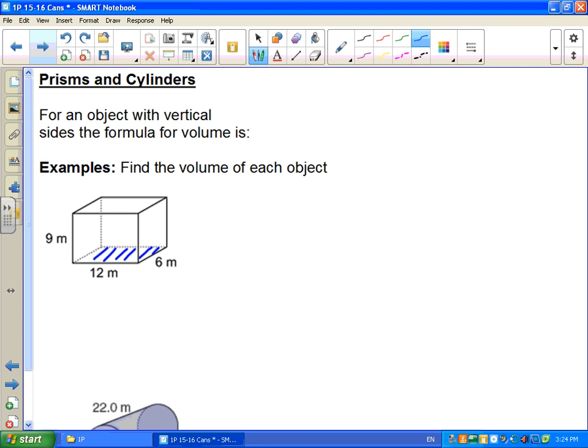For any object that has sides that are vertical, so you have some shape for the base and vertical sides, the formula for the volume is going to be volume is the area of that base times the height, or the height of those vertical sides. So for our first shape here, we've got a rectangular prism.